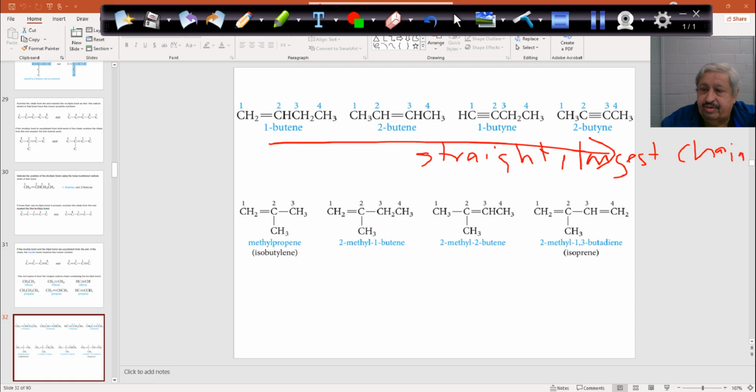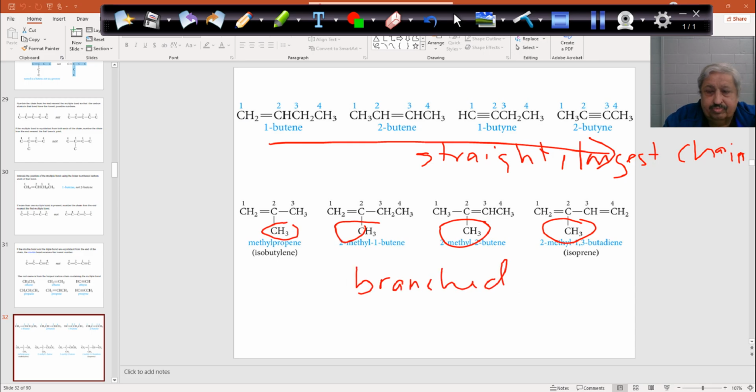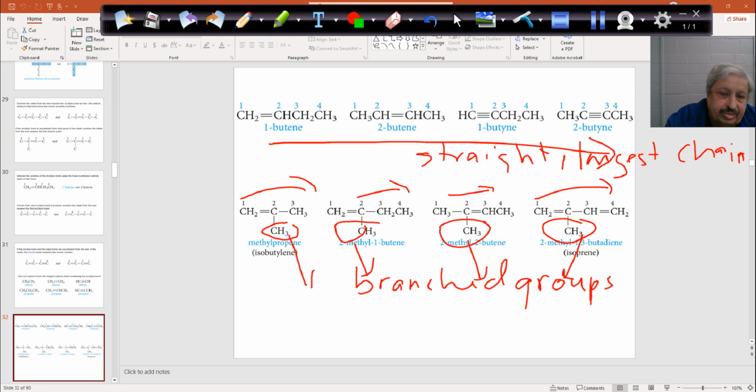However, then we have here a branched structure. So here we have branched groups or substituents, correct? All of this is straight, and those are the branched ones. The branched one in this case is a methyl, but it will not take the first priority. The first priority will go to what? The double bond, followed by the triple bond.